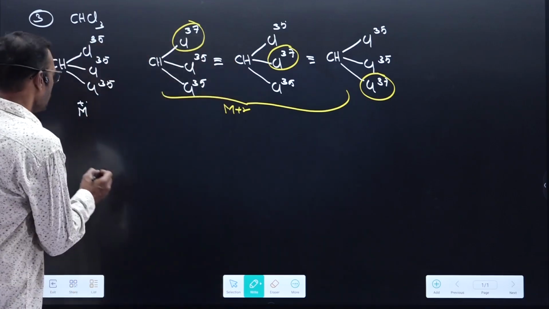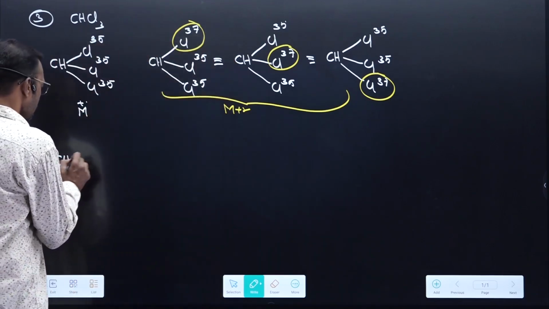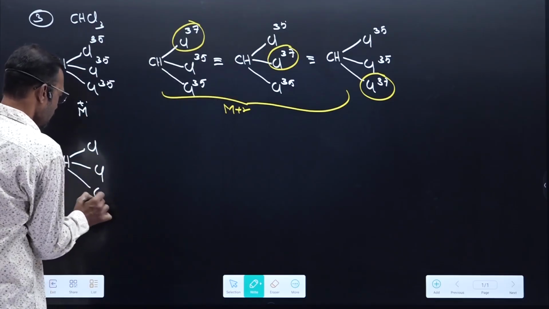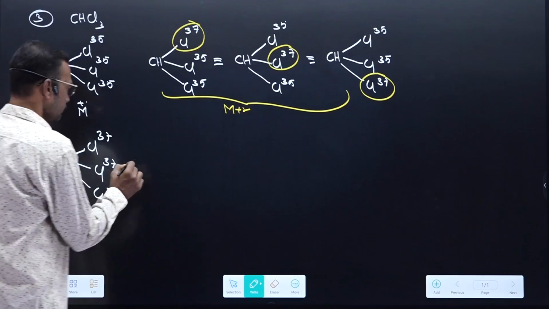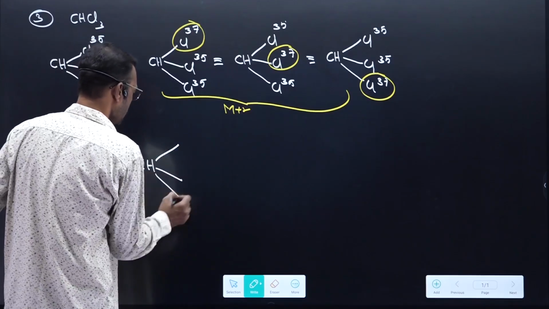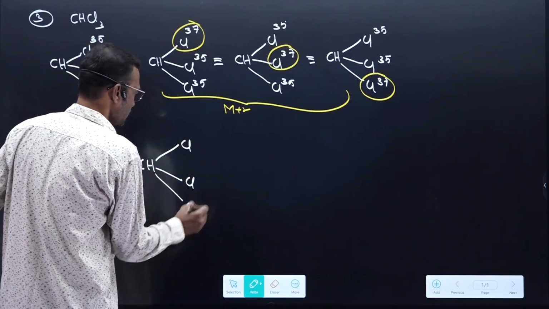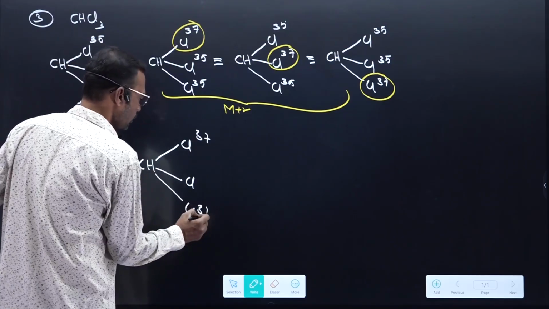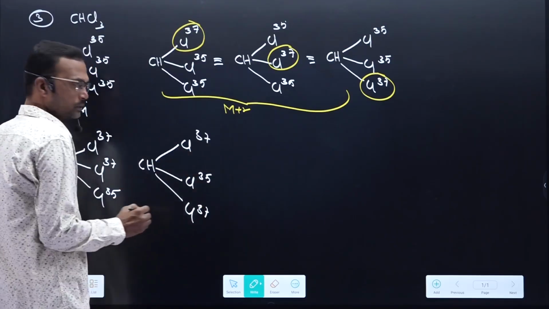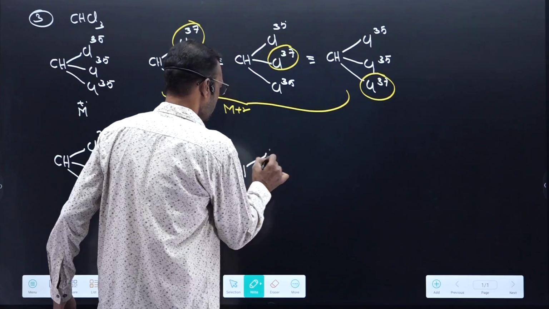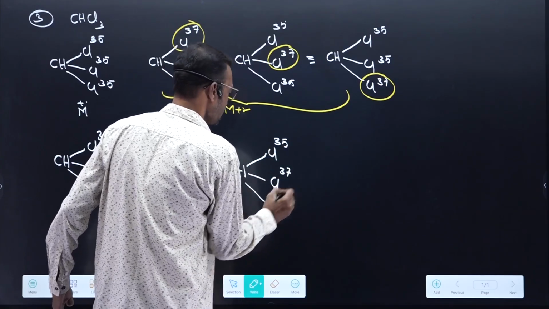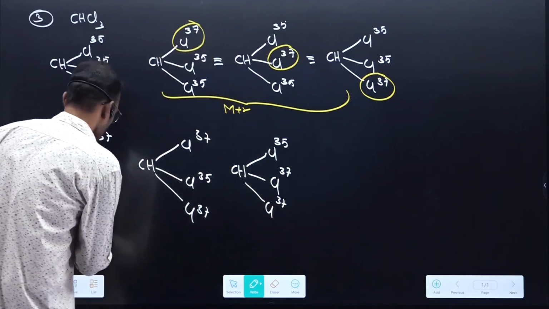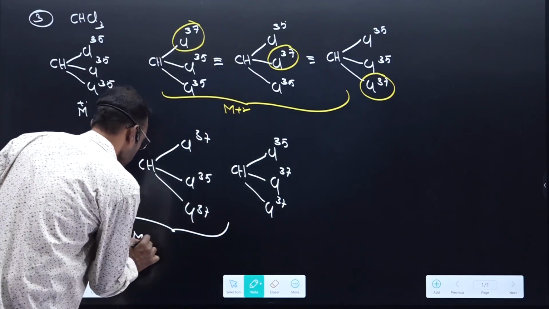Right. Now I am going to write 2 chlorines. If I write 2 chlorines heavier, first chlorine heavier, second chlorine heavier, this is lighter. Next one more possibility: first chlorine heavier, third chlorine heavier, this is lighter. And another possibility, 1, 2, 3: this is lighter and this is heavier. 37 and this is 37. So all these peaks belong to M plus 4.